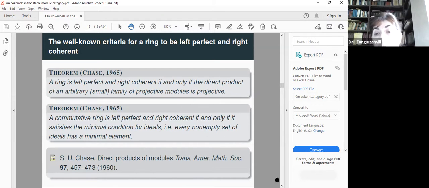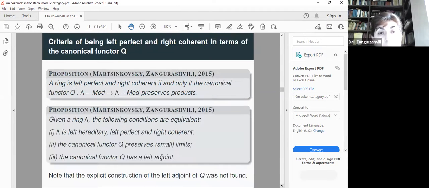These results were well known. In our previous work, we added some more. More precisely, we added one in terms of the canonical functor. We proved that the ring is left hereditary and right coherent if and only if the canonical functor preserves products. And we also gave two criteria for a ring to be left hereditary, left perfect, and right coherent, both again in terms of the canonical functor.